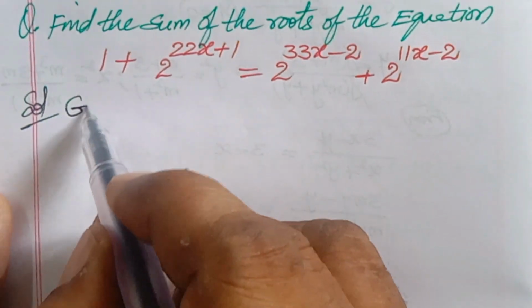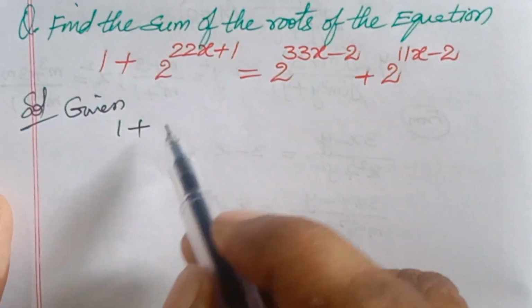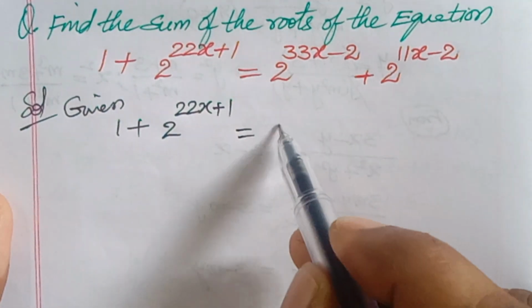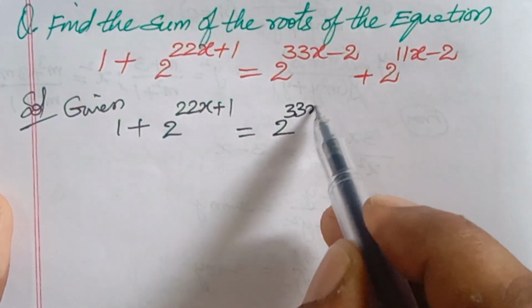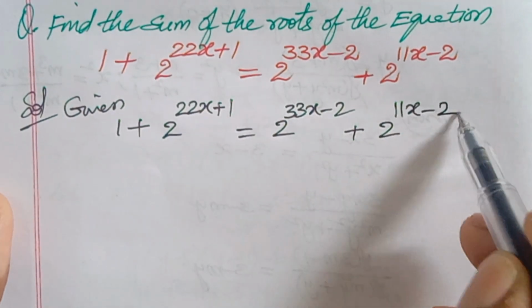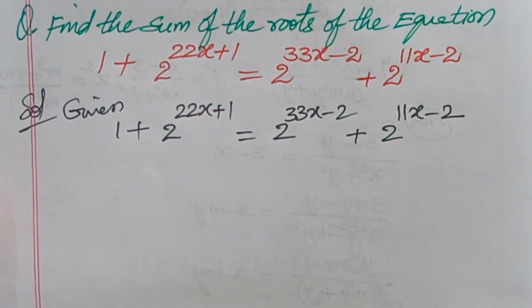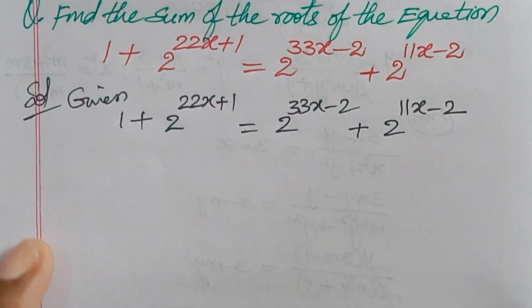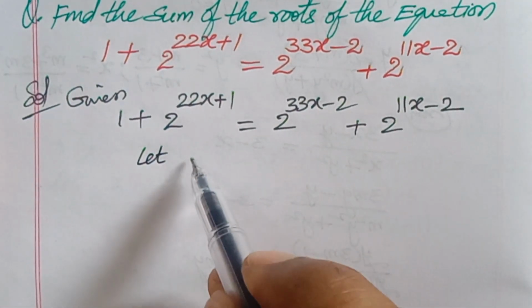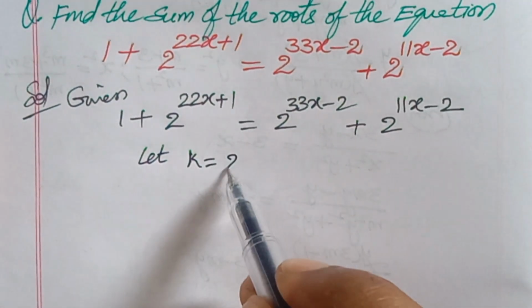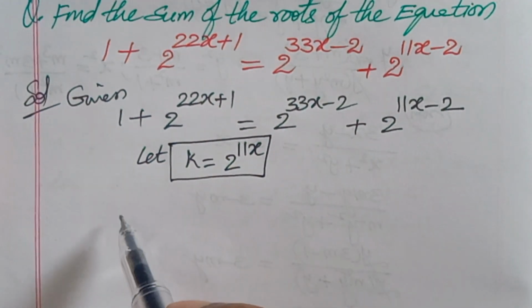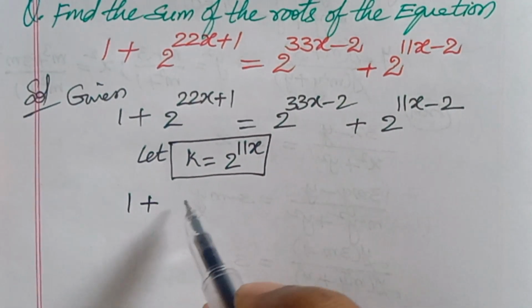So here, first of all, what is given? 1 plus 2 to the power of 22x plus 1 is equal to 2 to the power of 33x minus 2 plus 2 to the power of 11x minus 2. So here, first of all, you have to remove this exponential form. So let k is equal to 2 power 11x. If you take let k equal to 2 power 11x, then the equation will change like this.